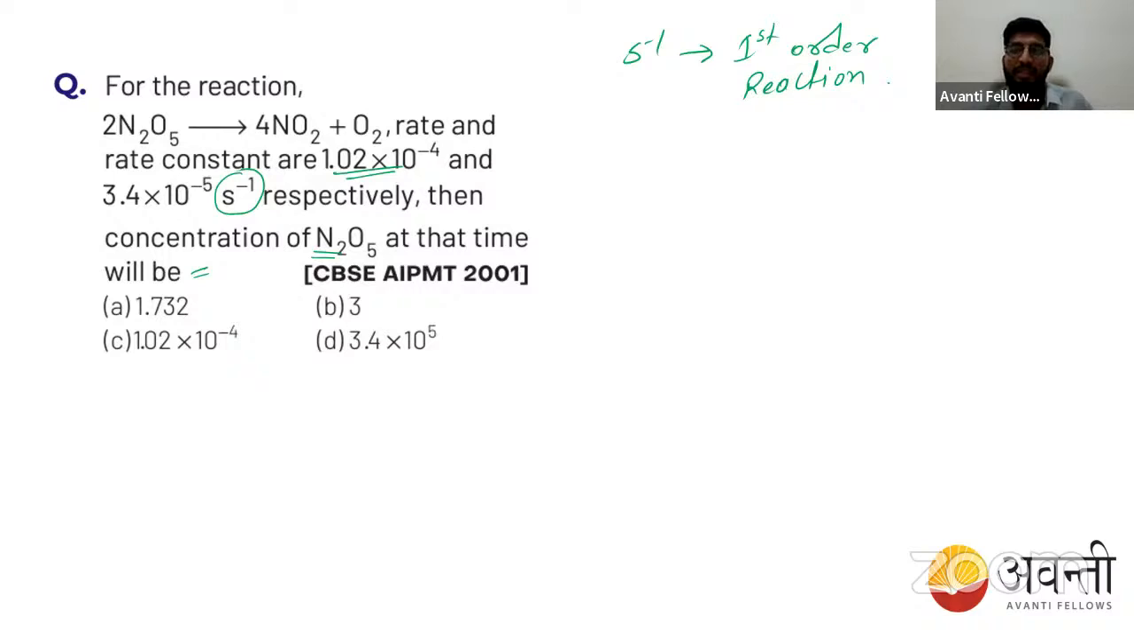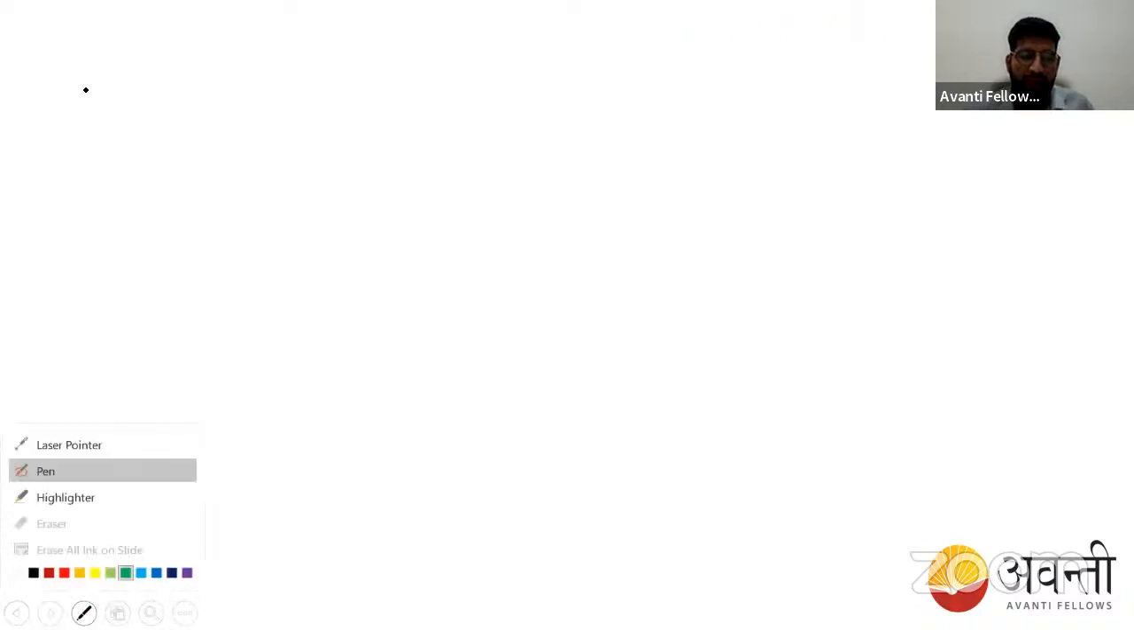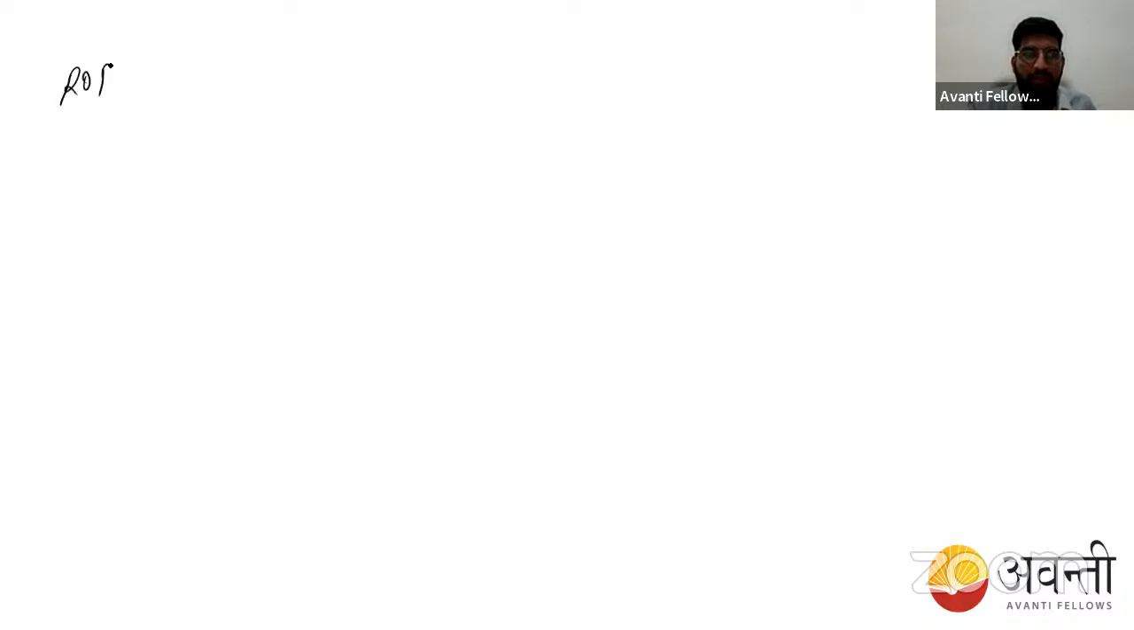So tell me the answer, Jenny Maya. Okay, so let's discuss it. I have a rate of reaction. What is the rate of reaction value? It is 1.02 into 10 to the power minus 4. So this is the rate of reaction. What is the K value? K value is 3.4 into 10 to the power minus 5, and the unit is second inverse.